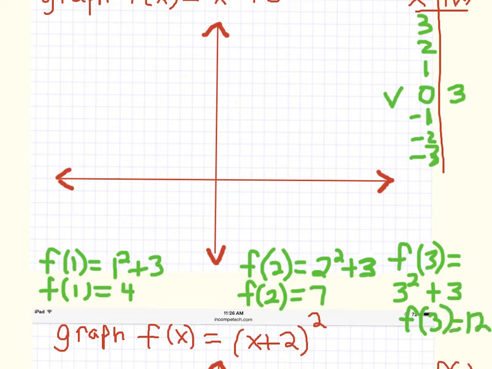So let's go ahead and put those in there. So f of 1 is 4, f of negative 1 is also 4, f of 2 is 7, 7, and I have 12 and 12. So let's graph those. 0, 3, so that's all the way up here. Notice I moved my x-axis down. May label that. Always important to do that.